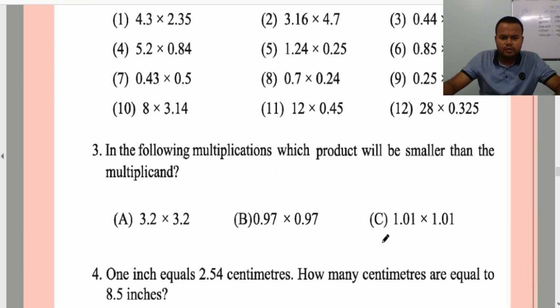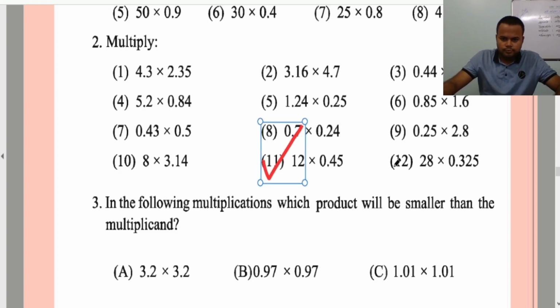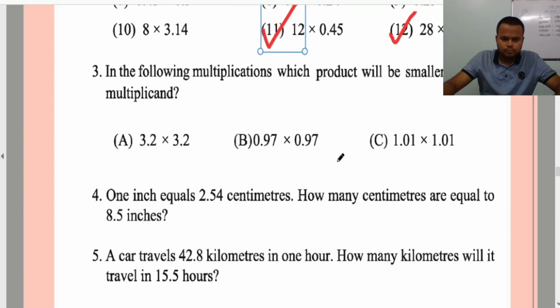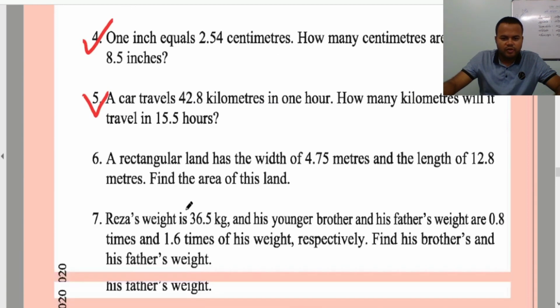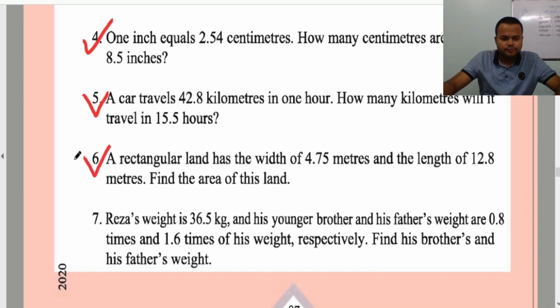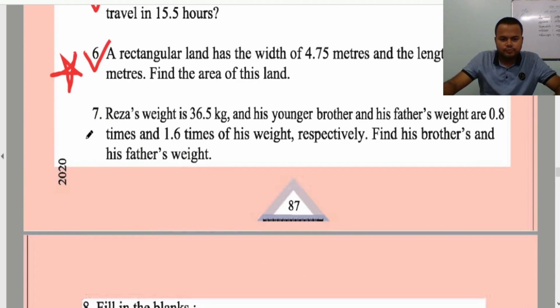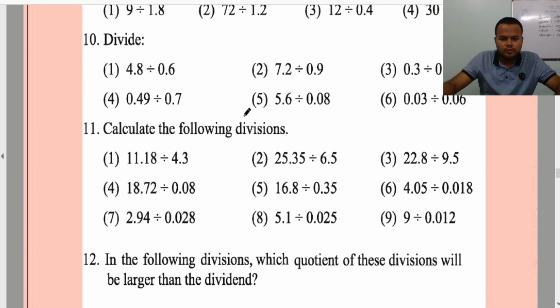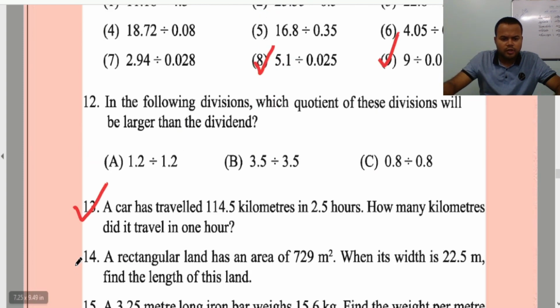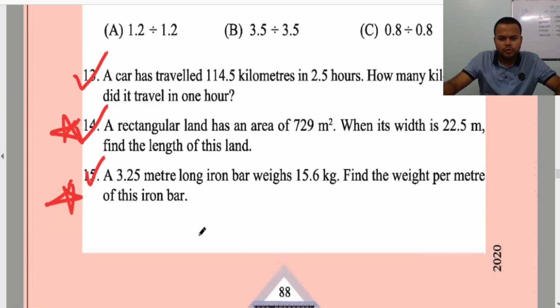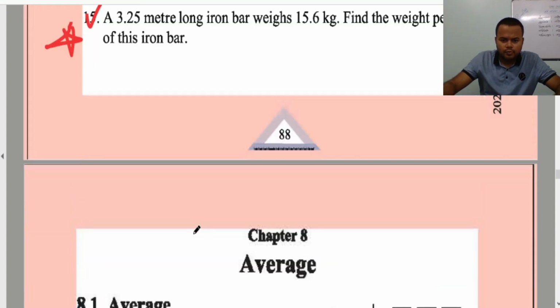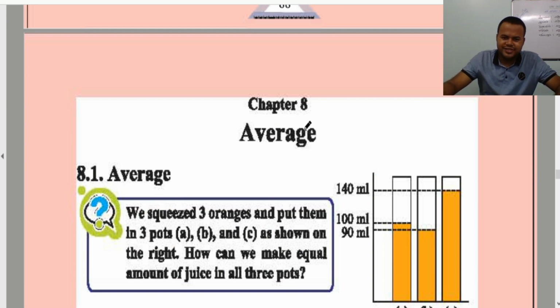Now 7b here. Number 4, number 5, number 6. Number 6 is important. Number 7, here division, do 2 from each. Number 13, 14, and number 14, 15, both are important. Okay, chapter 8 average, we already finished this chapter, but this chapter is not in our syllabus.